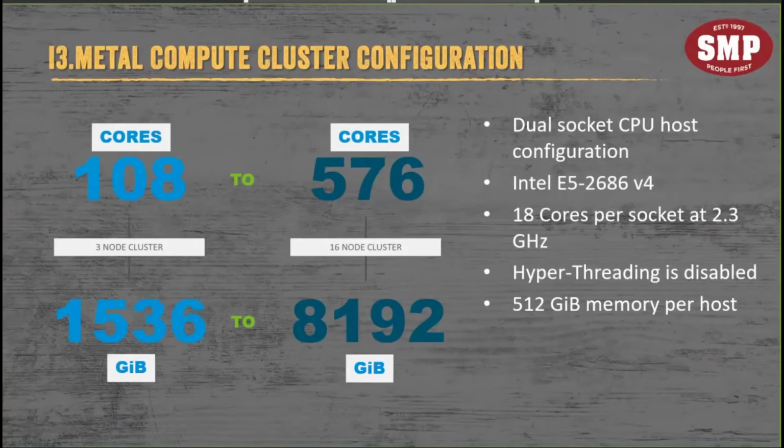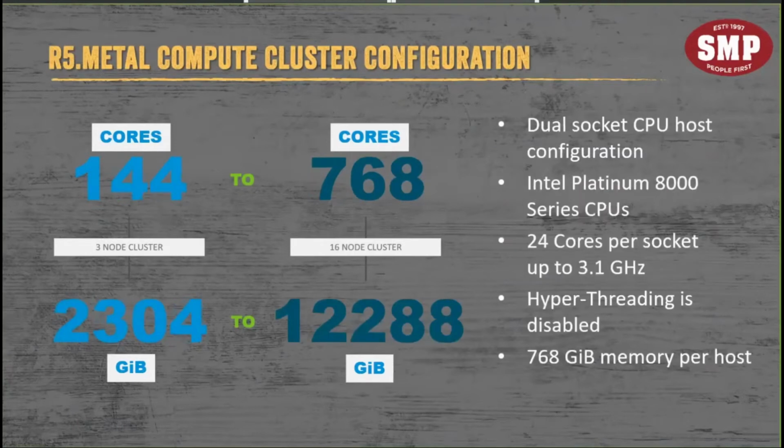Now the hardware inside that is an Intel E5-2686 v4. It's 18 cores with a 2.3 gigahertz processor. Hyperthreading is disabled, and it's disabled for security reasons. And they all have 512 gigs of memory in each one of those hosts.